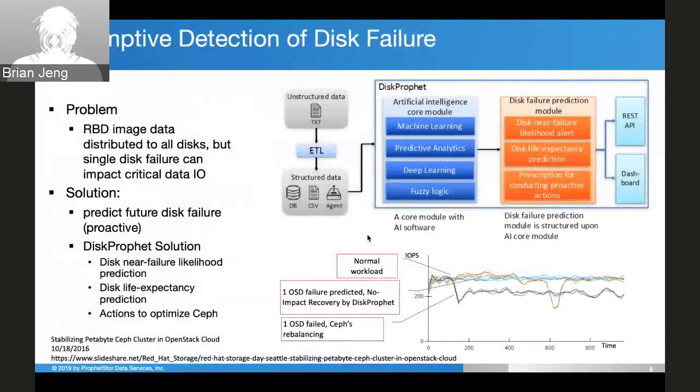And so they proposed a solution with our DiskProphet prediction, which was much less mature at that time, but it essentially did the same thing. We could predict disk failures 6 weeks in advance. Then they drew out all this architecture, but the most important thing is this graph at the bottom right. You can see that there's a normal workload here of around 400 or so IOPS.